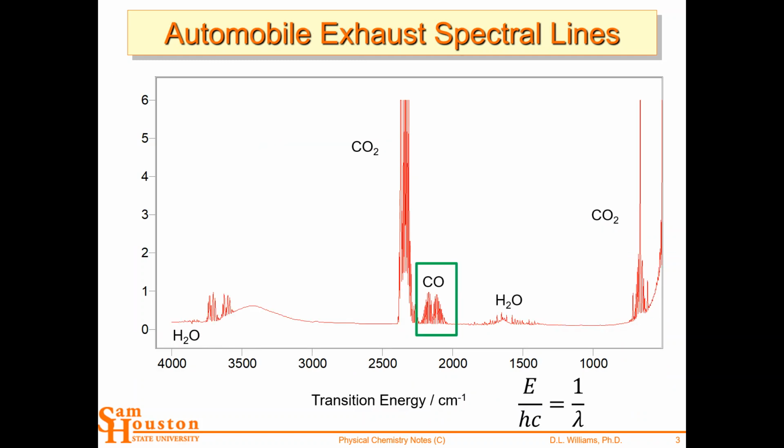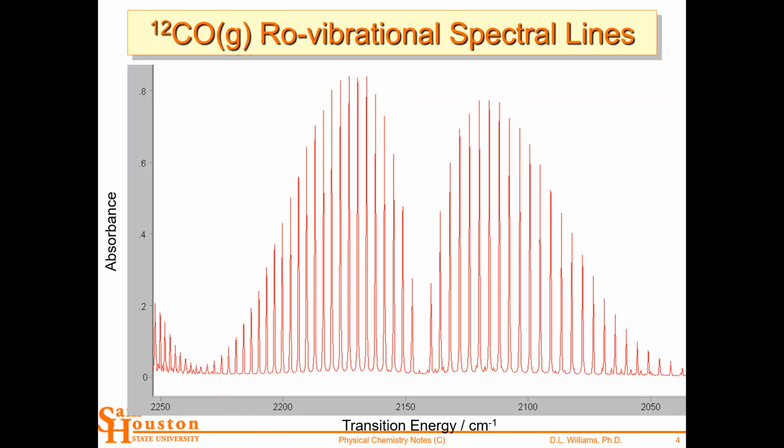This is one of the spectra that we're going to have in this course. It's the infrared spectrum of automobile exhaust. We see several of the combustion products here. We have CO2, and we have water, and then we have incomplete combustion, which leads to carbon monoxide. Let's zoom in on that spectrum. And isn't that amazing? These are individual rotation and vibration lines. So this is the vibrational transition right here, and then these are rotational lines.